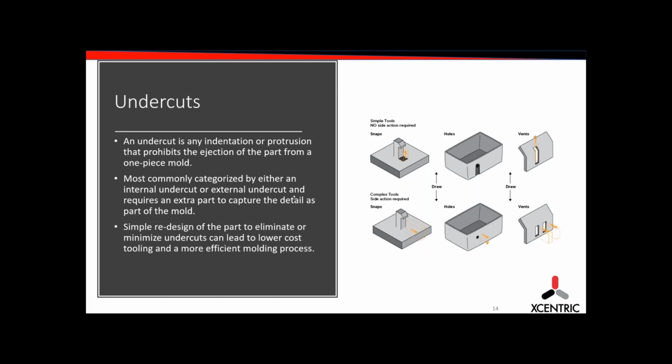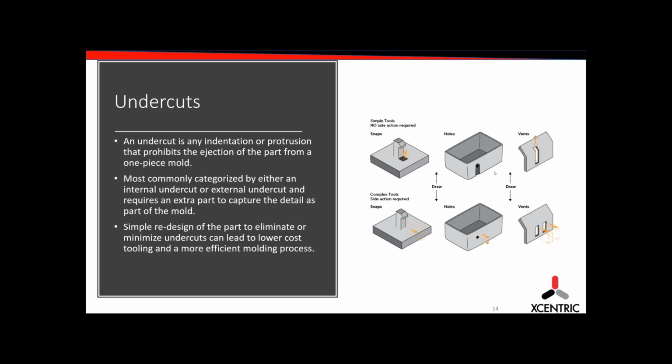So undercuts, this is one of the, I would say, biggest cost drivers of an injection molding design. If you have an open and closed tool, is what we call it, we wouldn't have a part with undercuts per se. So an undercut is any indentation or protrusion that is going to prohibit the ejection of that part without a slide or an action that's going to come in and mold that part from a difference in line of draw.